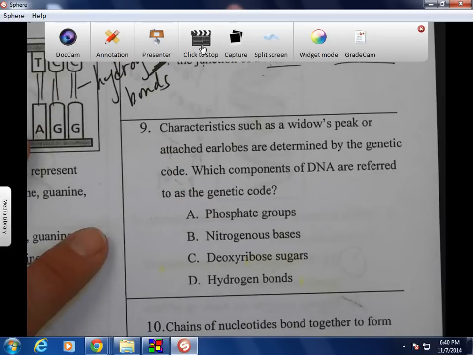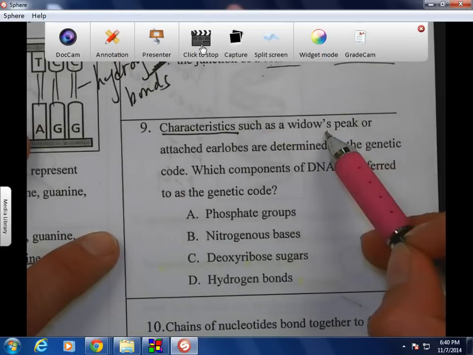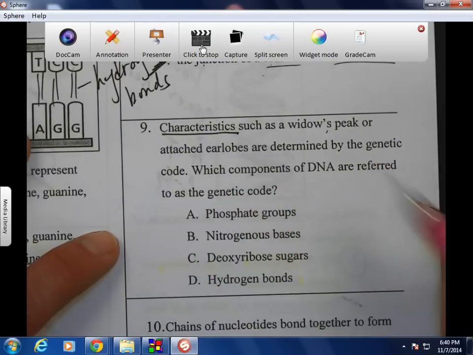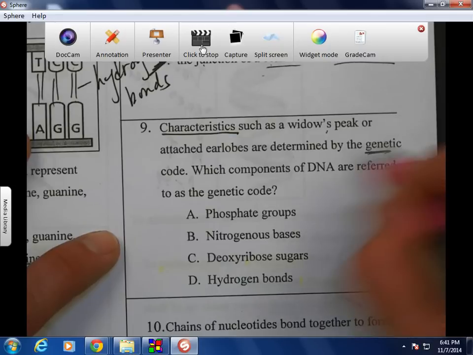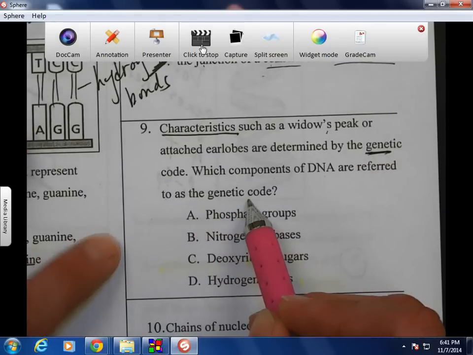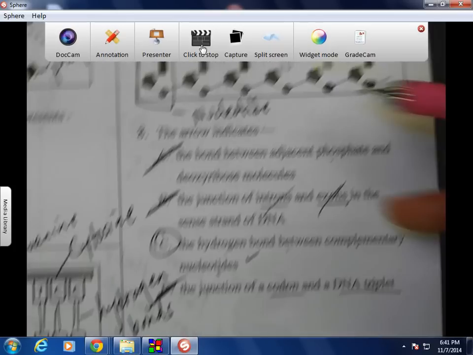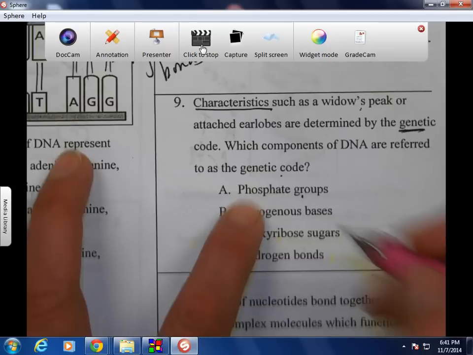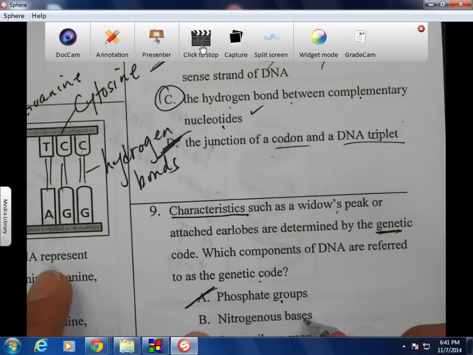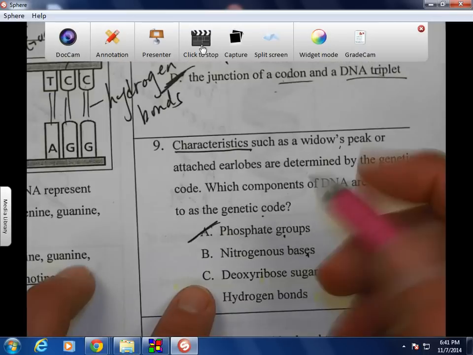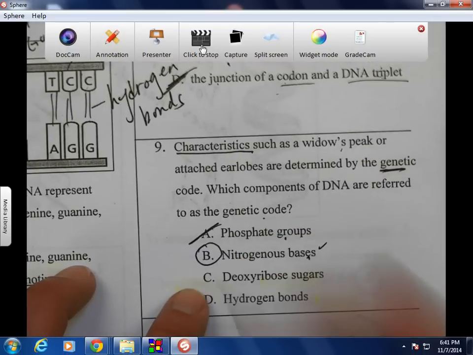Number 9, characteristics such as a widow's peak or attached earlobes are determined by the genetic code. Gene. That's what's in the genetic code. Which components of DNA are referred to as the genetic code? The phosphate groups? Well, these are the phosphate groups. Those don't hold the code. That's the backbone. That's for structure. The nitrogen bases? Well, we did say a sequence of nitrogen bases is a gene. So this is going to be our correct answer.